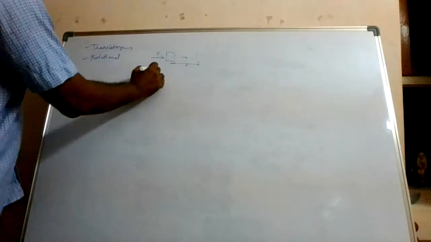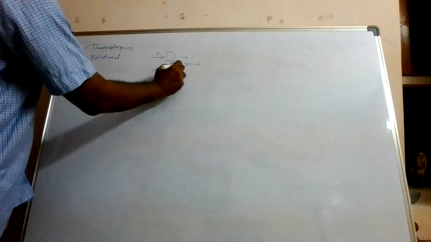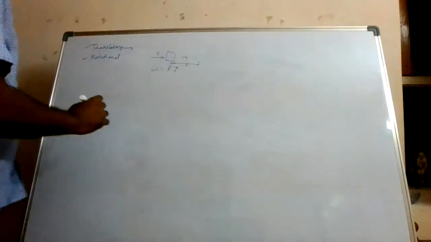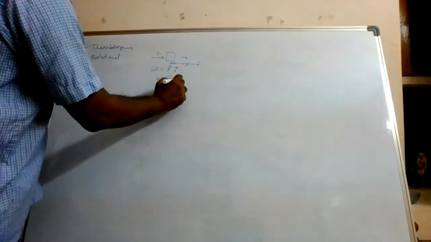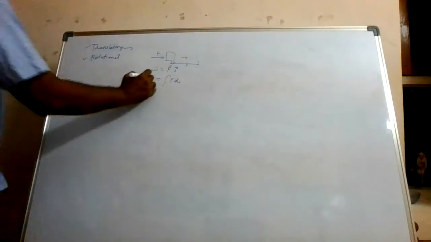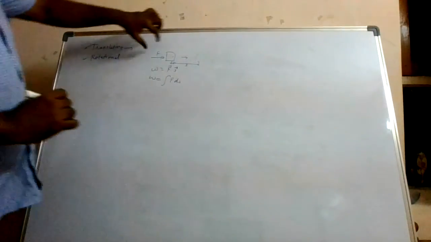So here you used to call it work is equal to F dot ds, F vector dot S vector. Alright? Or in integral form you used to write integral of F ds. Isn't it? This is the format in translatory motion. Translatory motion means a linear motion.